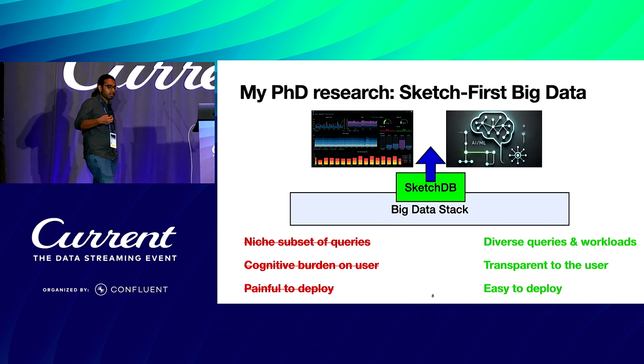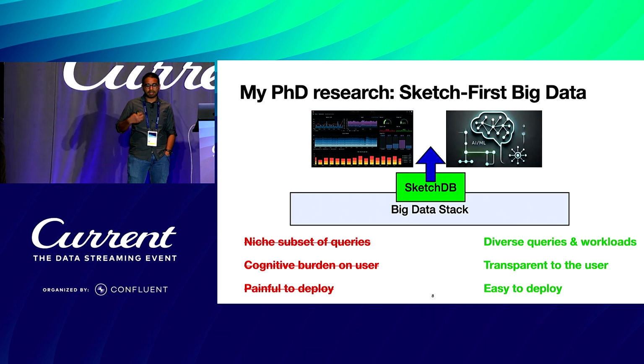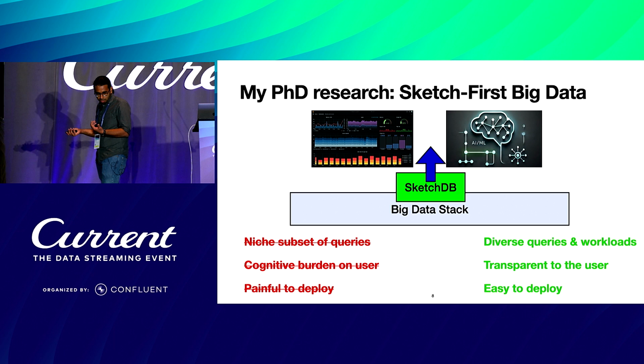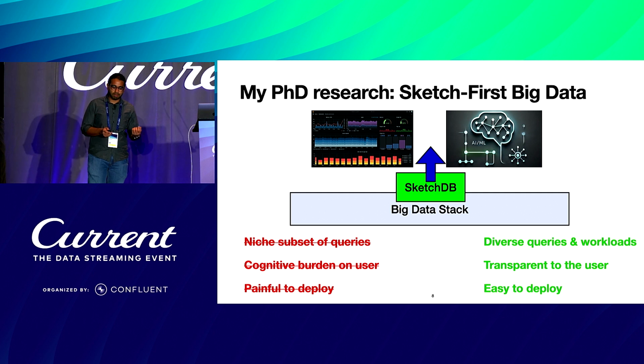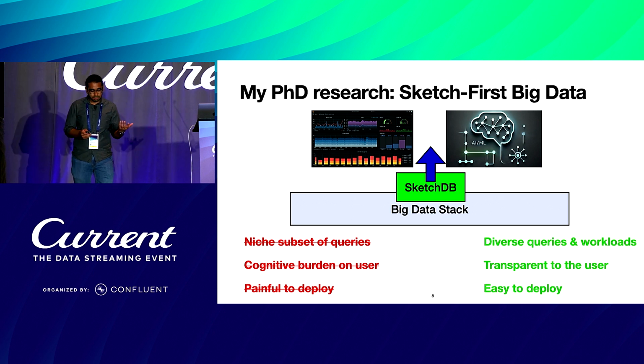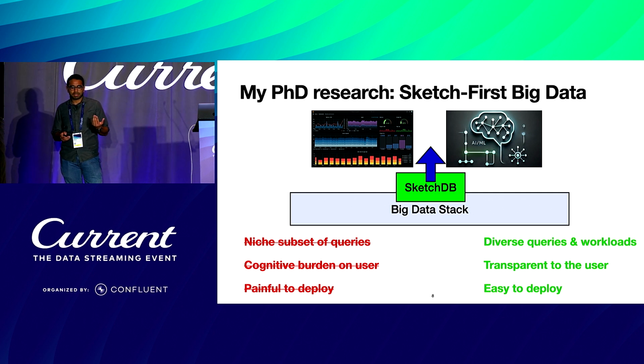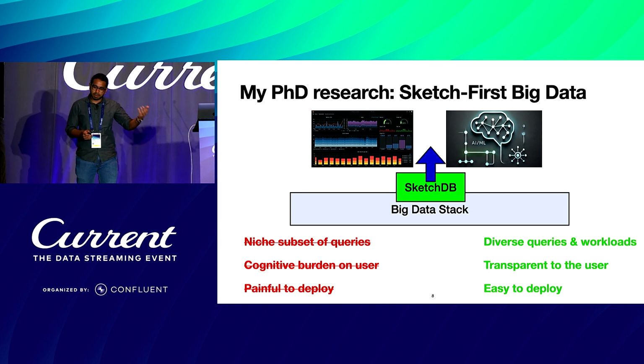So I'm trying to build a big data stack that is sketch first, right? Or treats these sketches as first-class citizens and is able to optimize around them. So instead of supporting only a niche subset of queries, we have a diverse query workload that we've been able to support with sketches. And the great thing about this is that instead of placing the cognitive burden on the user, we are completely transparent to the user.